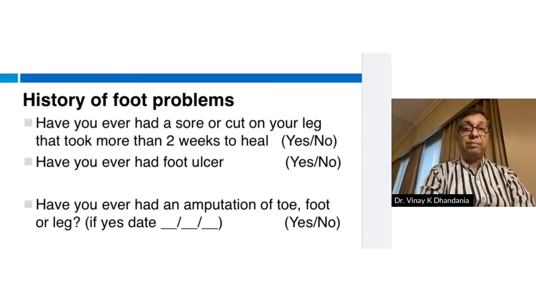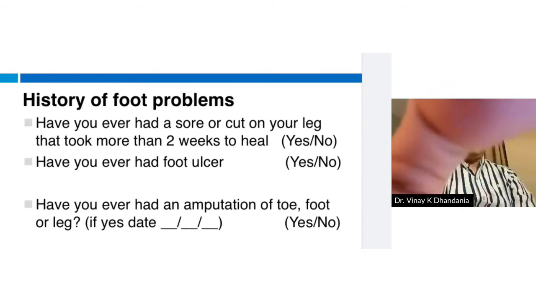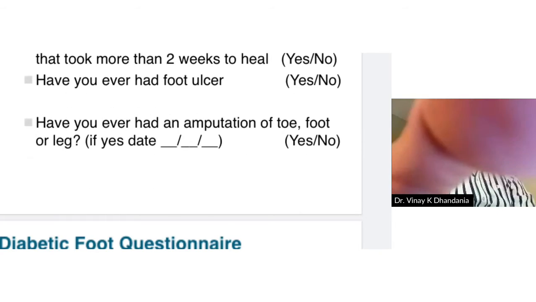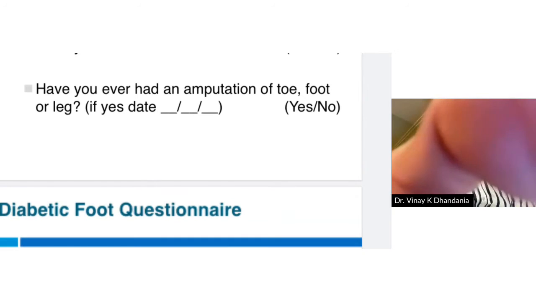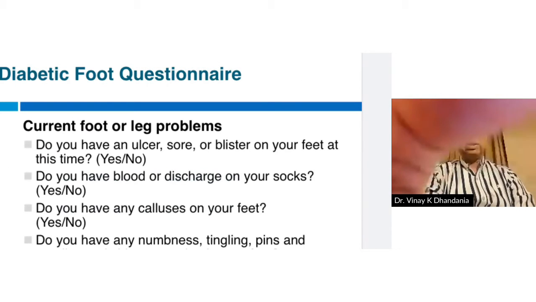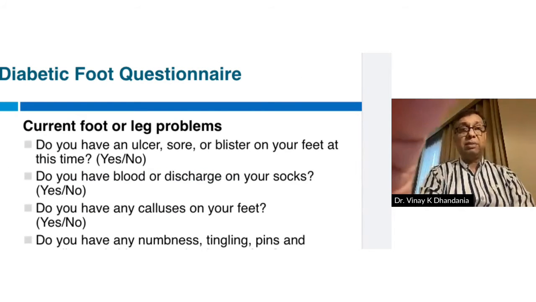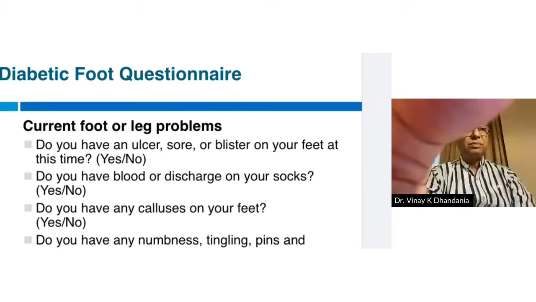But warn them that out of 10 wounds, 8 or 9 wounds are okay, but one wound can become bad and that can lead to a lot of complications. So you have to educate these people by asking them, have you ever had a foot ulcer? Have you ever had an amputation of a toe, foot, or leg? These are very, very simple questions. You can even talk to your patients while examining their pulse and their blood pressure.